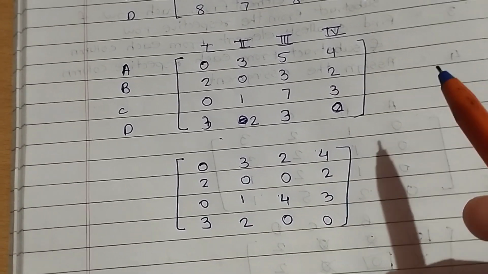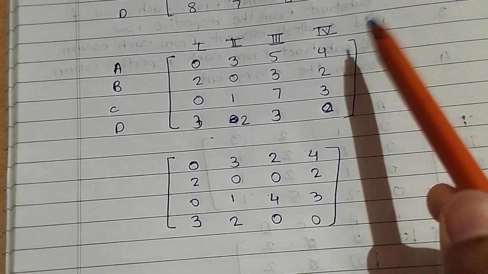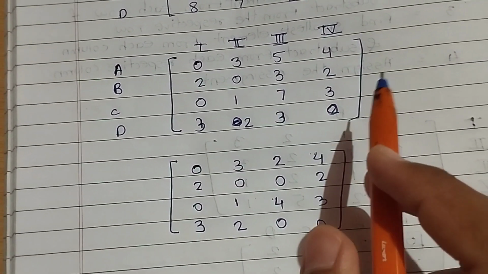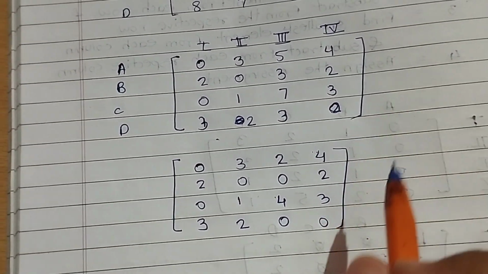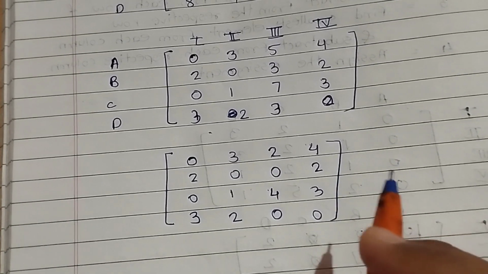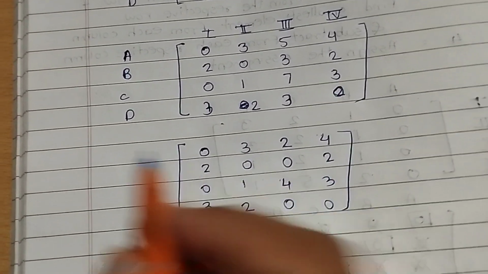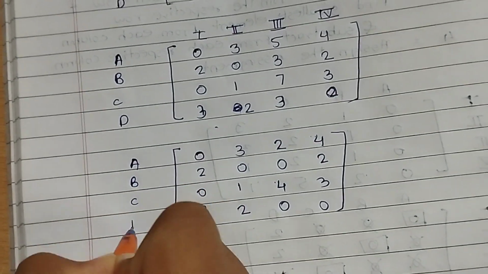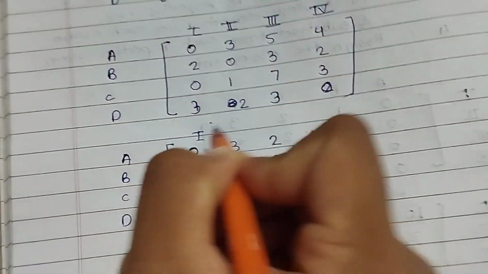We consider the cost matrix, then we subtract each row's smallest value from each row, and we subtract each column's smallest value from each column also. This is the items and these are the cost.